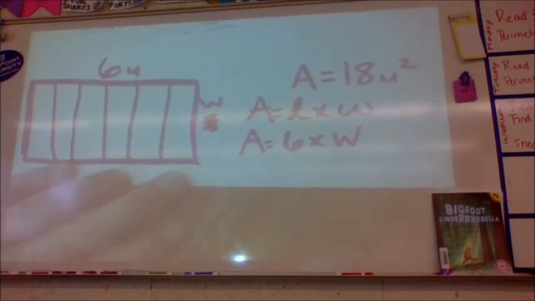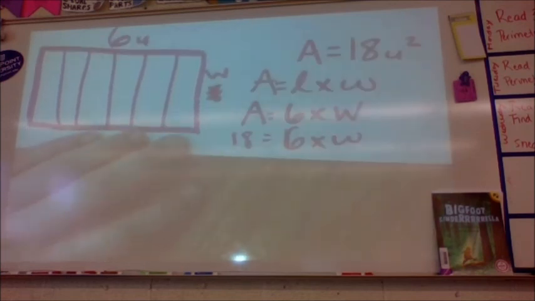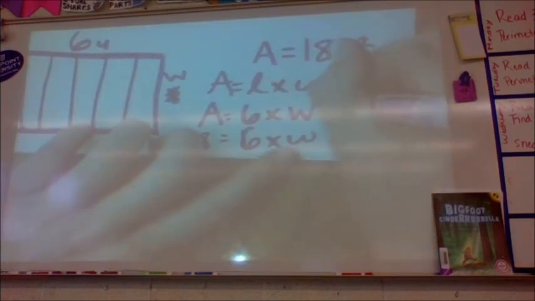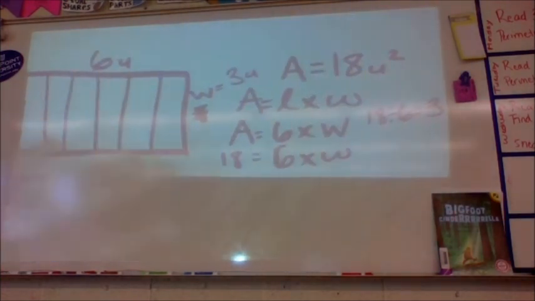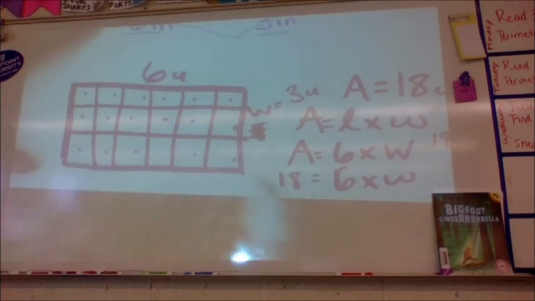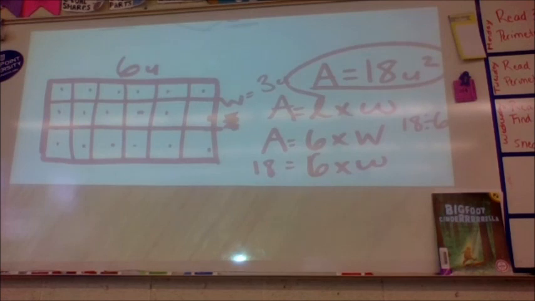Then they can think of that as 18 equals 6 times W. Then that just goes back into their multiplication, division, fact families. They would know that they could take 18 divided by 6 and get an answer of 3. So W would be 3 units. Then they could continue drawing that over here, count their individual spots, make sure that they ended up with 18, which is the original answer that they were given. So those are kind of the first couple basic introductions to area. I hope that helps.